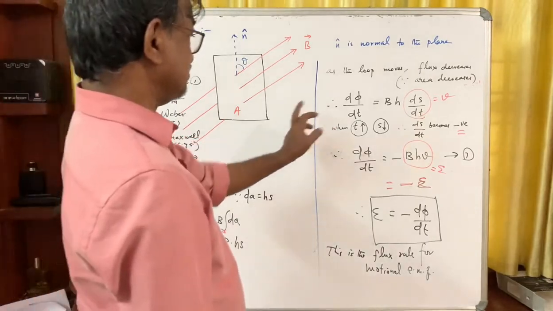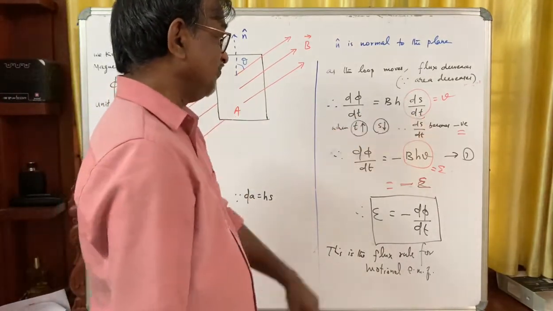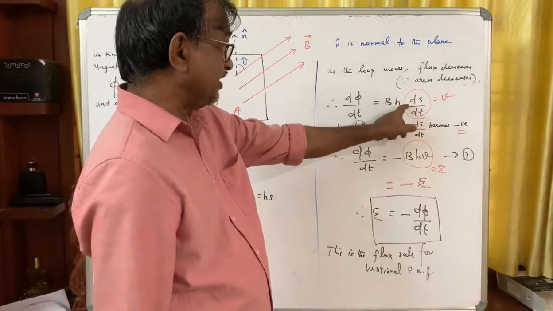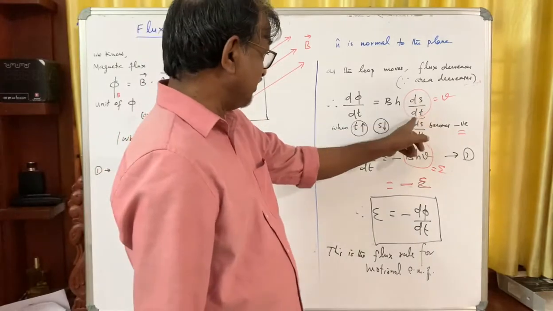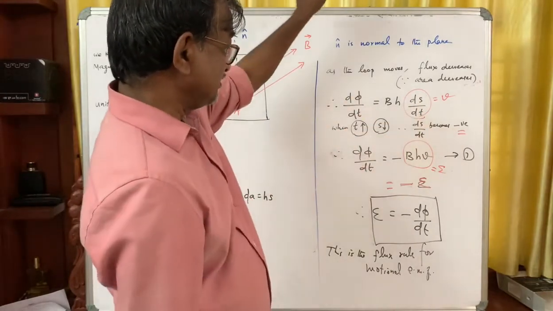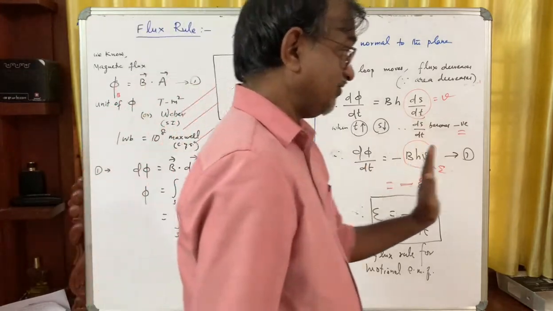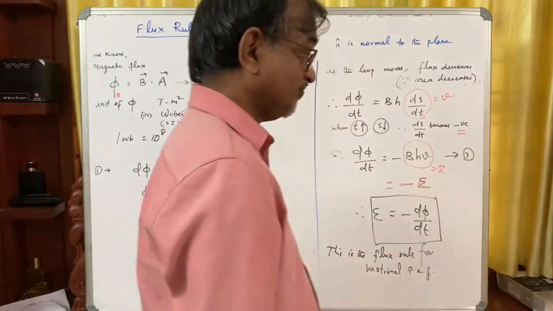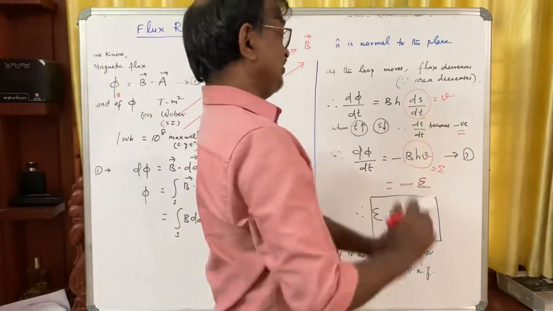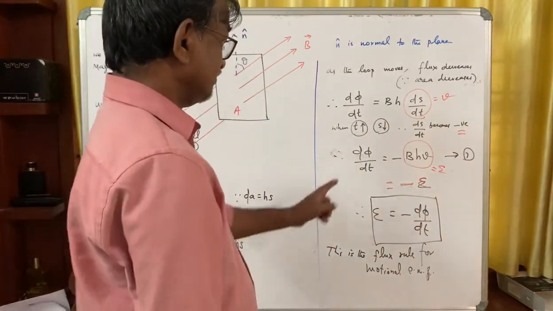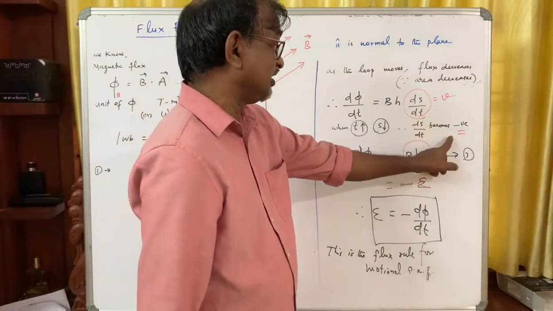So this is phi. I am differentiating this phi as d phi by dt equal to bh into ds by dt. I am talking about this ds by dt, which is the velocity v. In this ds by dt, when time increases, the distance s decreases. That is, if it is moving like this, when time increases, the distance s also decreases. So ds by dt is taken as negative.